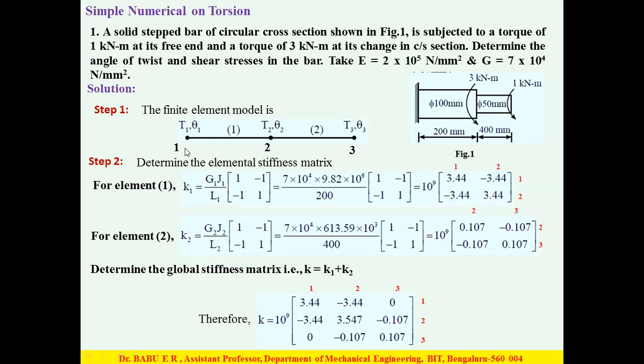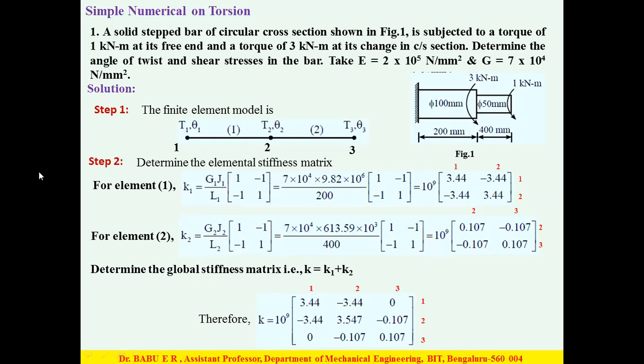In element 1, the node numbers are 1, 2. You represent here 1, 2, 1, 2. Now find the elemental stiffness matrix for element 2. K2 equals G2 J2 by L2 times [1, -1; -1, 1]. Substitute the value of G, which remains the same, 7 into 10 to the power of 4. Find the value of J: pi d to the power of 4 by 32, that is pi into 50 to the power of 4 by 32. We get 613.59 into 10 to the power of 3, divided by the length of the element, 400. If you simplify this, we get 0.107 into 10 to the power of 9.